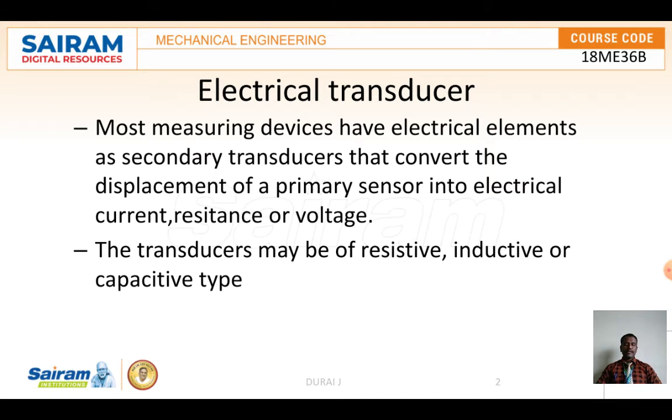Normally the electrical transducer acts as a secondary transducer, and it converts one form of energy into another form of energy, like mechanical energy into electrical energy. In the electrical form, it will be shown as a current as well as resistance or voltage. An example of this electrical transducer is the linear variable differential transducer.